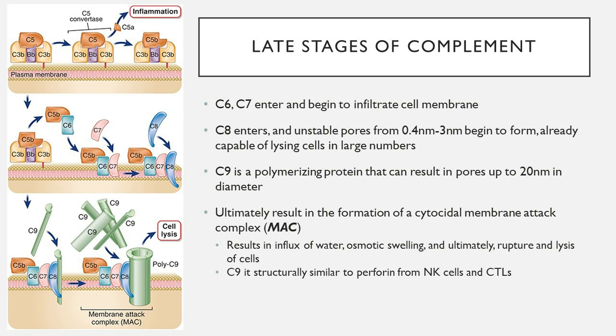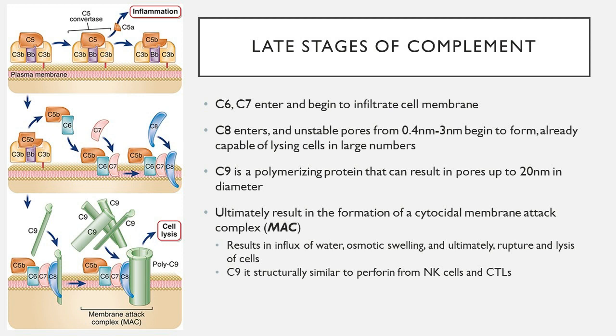Now, in the later stage of complement activation, C6 and C7 enter, and they begin to actually infiltrate the cell membrane instead of just covalently binding to the outside. C8 enters, and C8, as you can see in the pictures, actually goes through the entire membrane and starts forming these unstable pores around 0.4 to 3 nanometers, which is actually relatively large for a cell size. So this in itself, at high concentrations, is capable of lysing cells.